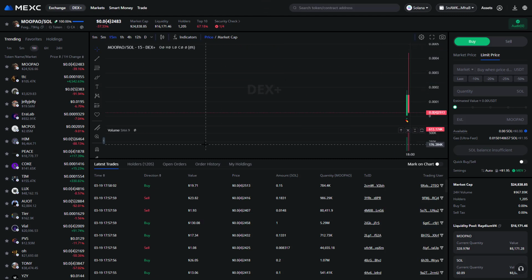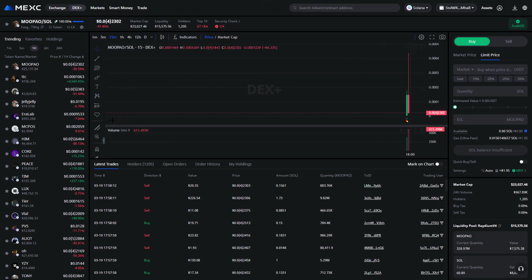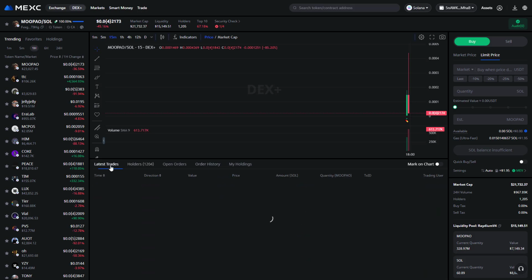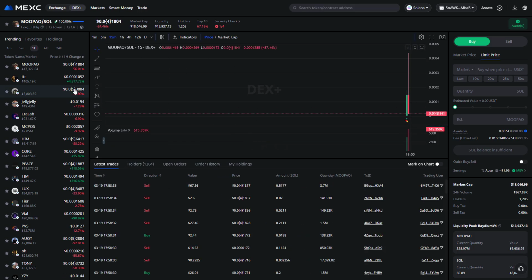Also you can find the chart of this token, including the latest trades and how many holders. All of that is live. You can also vote for your preferred token here; you just click here. And you can also track smart wallet money on DEX Plus, which can easily get close to a 100x token price increase. So that's it for the DEX Plus platform.